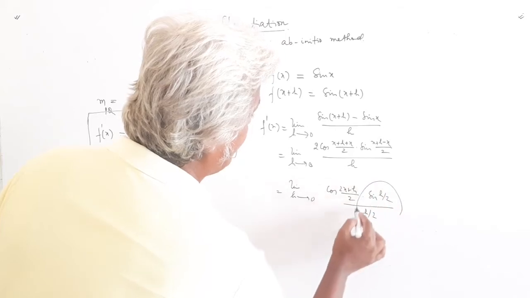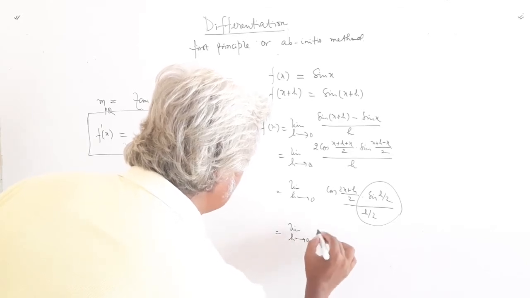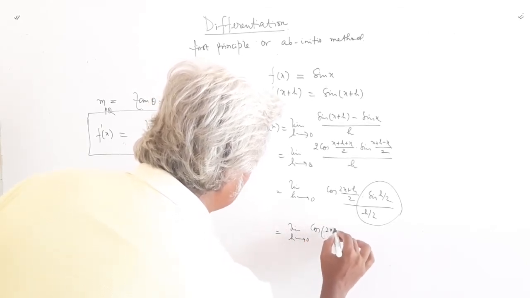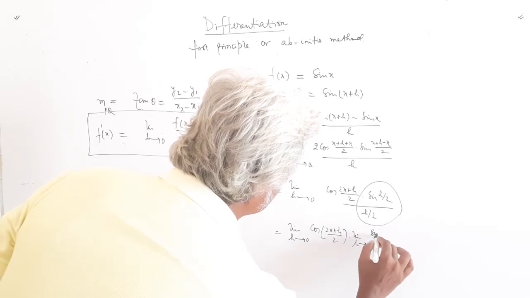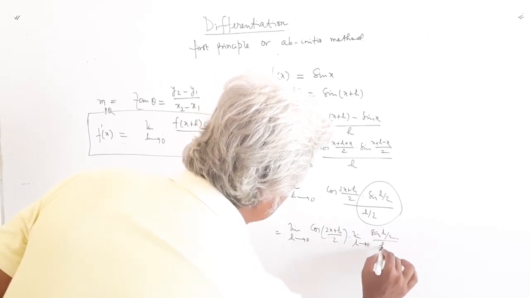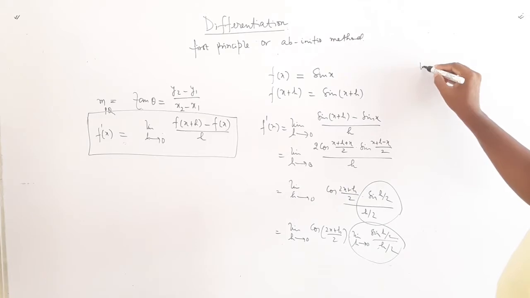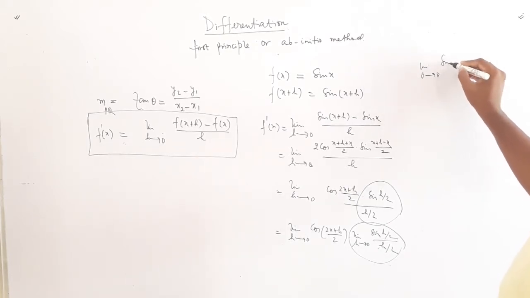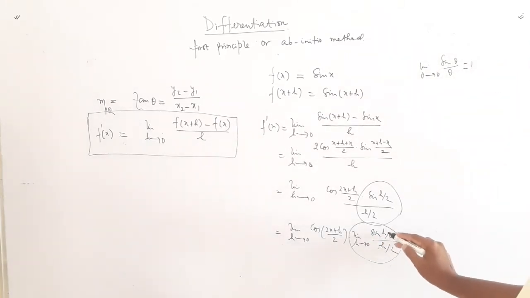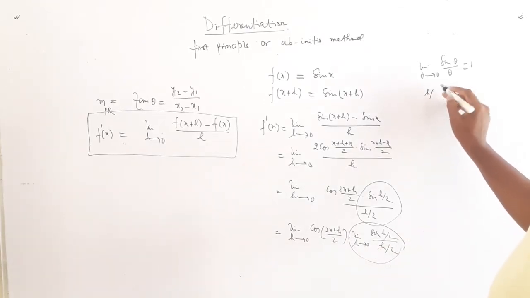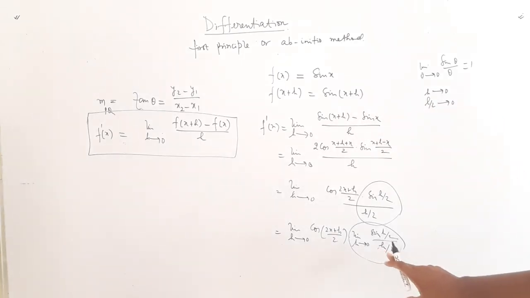Now I'll separate these two and give them separate limit values. So limit h tends to 0 of cos((2x plus h)/2), and limit h tends to 0 of sin(h/2) over h/2. This one, by formula, is 1, because the formula says that limit theta tends to 0 of sin theta over theta is 1. Here h by 2 also tends to 0, since h tends to 0, so this value becomes 1.